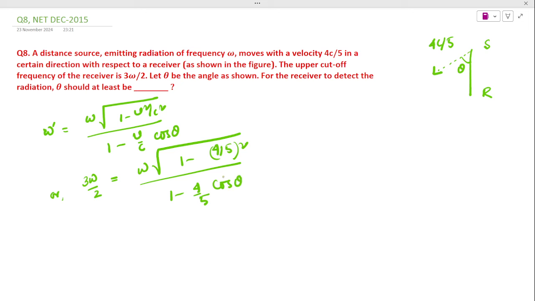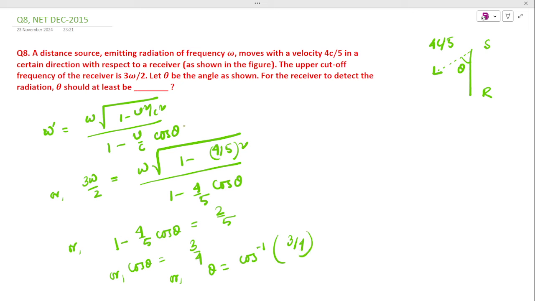And we just solve, and after that 1 minus 4 by 5 cos theta would become 2 by 5, and cos theta would become 2 by 5 times 5 by 4, so 3 by 4, or theta would become cos inverse 3 by 4. So our value of theta would become cos inverse 3 by 4. This is our answer.